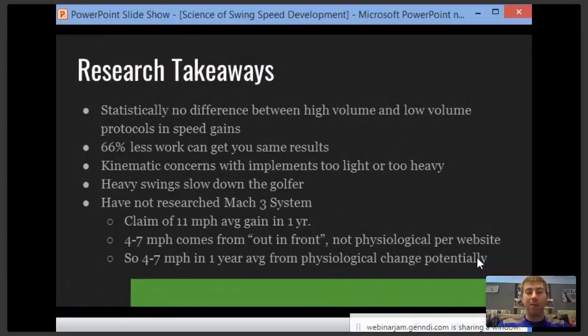But basically the first study was a 6-week study. The second study was an 8-week study. And in both studies, there statistically was no difference between the high volume protocols. So basically the 10 swings ends up being close to 100 swings 2 times a week with 3 different weighted clubs, compared to just using the one club about 6 to 10% lighter than the standard driver, 30 times. So 66% less swings statistically came up with the same results as if you did a lot of swings.